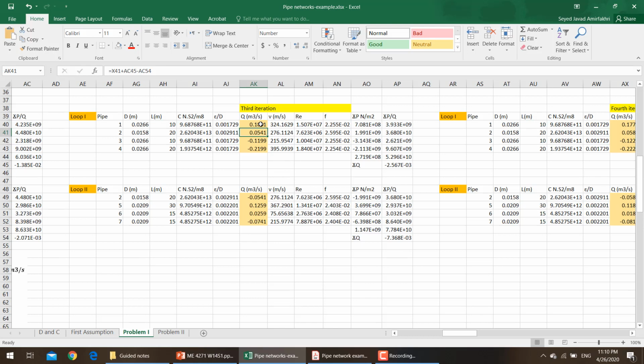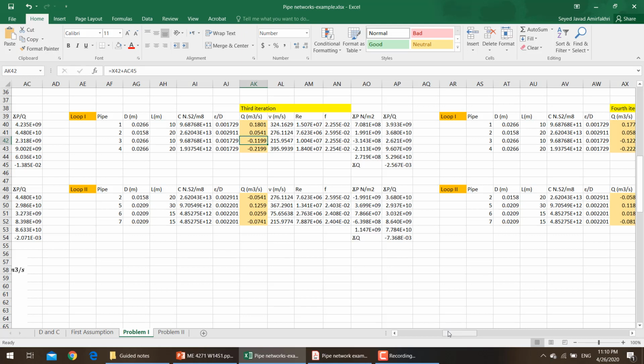Otherwise, everything is straightforward. So again, just make sure that Q and delta P have the same sign. Sometimes, based on the calculation, the sign of this Q changes in the new values, and then the delta P will have the opposite direction, and then everything will be actually right. So just make sure that these two columns have the same sign.